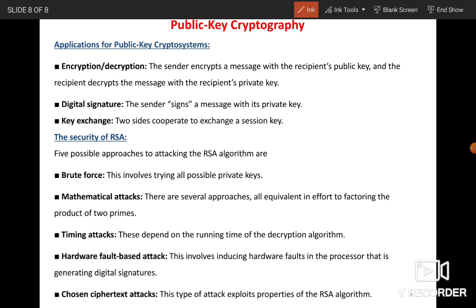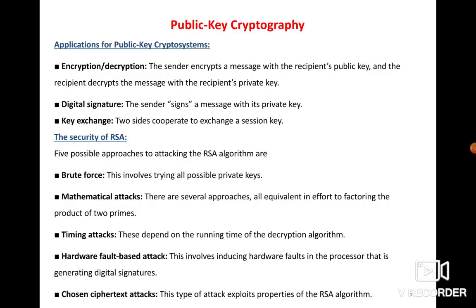The fourth one is hardware fault based attack, where the opponent tries to induce some hardware faults in the processor, thereby generating wrong certificates. Okay, and the final one is chosen ciphertext attack. It exploits the properties of the RSA algorithm. So with this we have concluded the RSA algorithm.